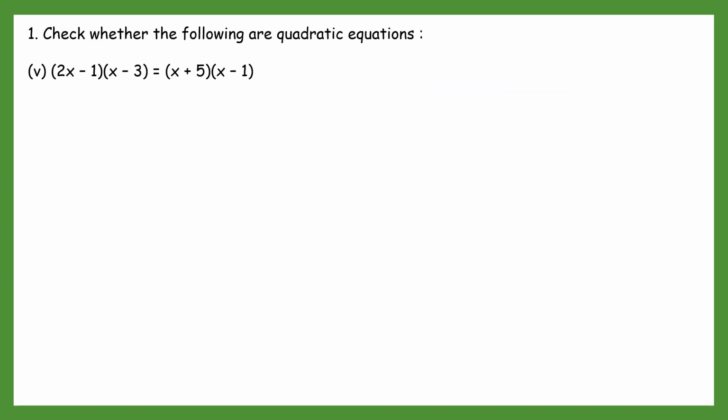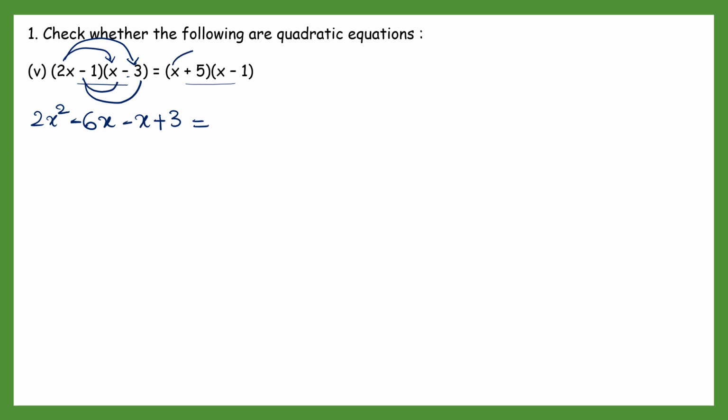Next question. 2x minus 1 into x minus 3 is equal to x plus 5 into x minus 1. First multiply with first term 2x into x, 2x into 3. 2x into x is 2x square, plus 2x, plus into minus, you have minus here, minus 2x into 3 is 6x. Next minus 1 into x, minus into plus is minus x. Next minus 1 into minus 3, minus into minus is plus, 1 into 3 is 3.